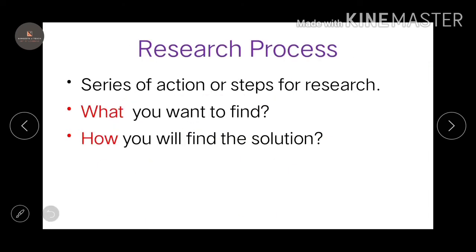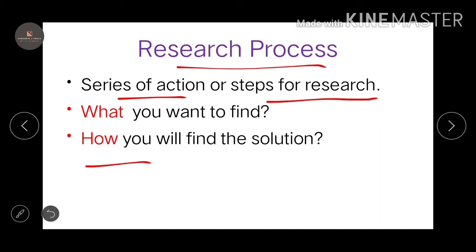Moving on to the research process. Yes, process, from the word itself, a process is a kind of steps. A series of actions are the steps for the research. So what you want to find out is the first question. And how we are going to find out, how we are going to find the solution is the next question. So this journey lies between these two questions. So what you want and how you are doing it is nothing but the research process.